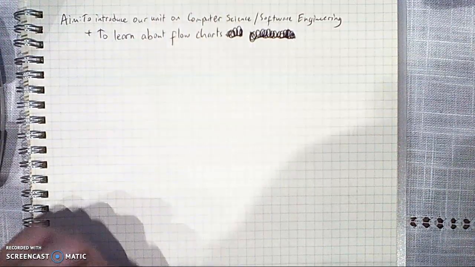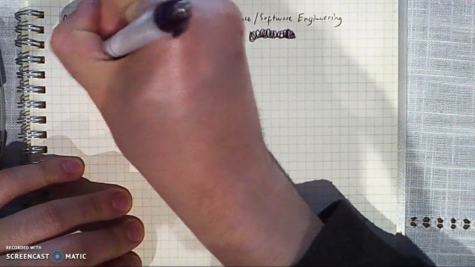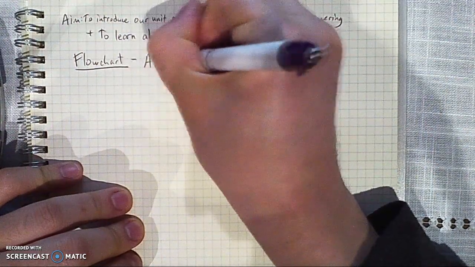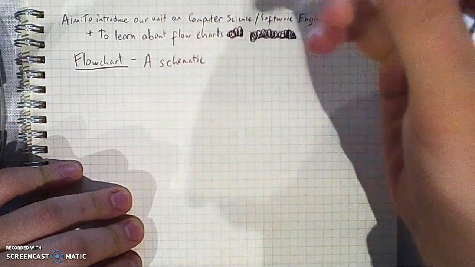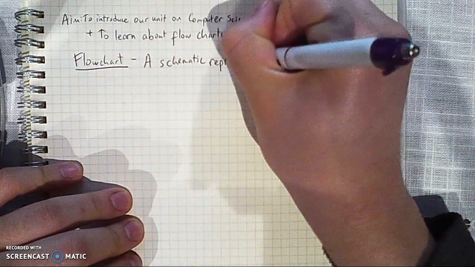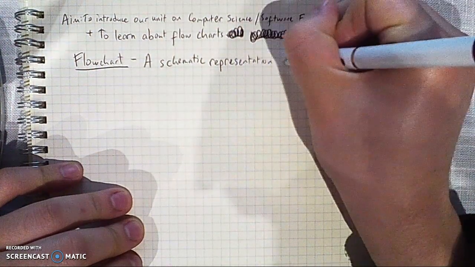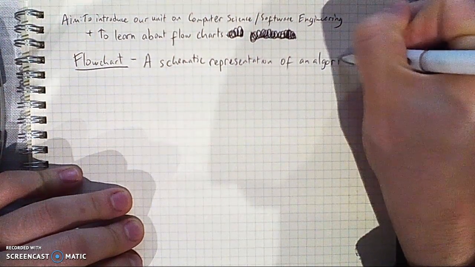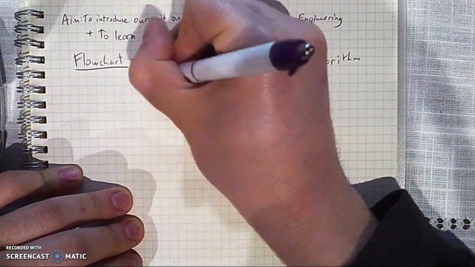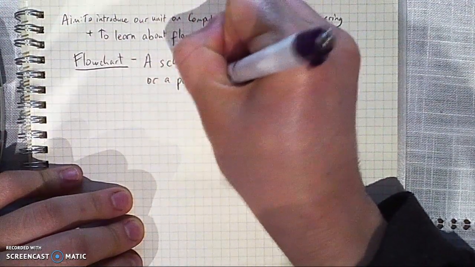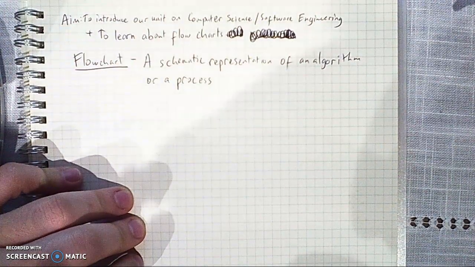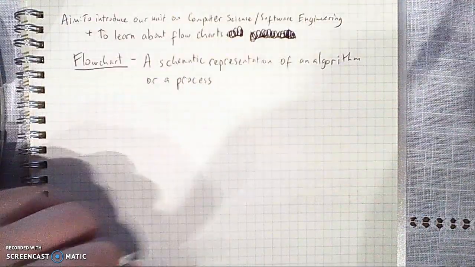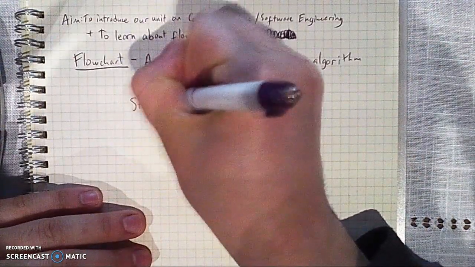So let me write out the definition of a flowchart for you guys. Flowchart: it's a schematic representation of an algorithm or a process. So a flowchart has many different parts. The first part is what we call start/end.